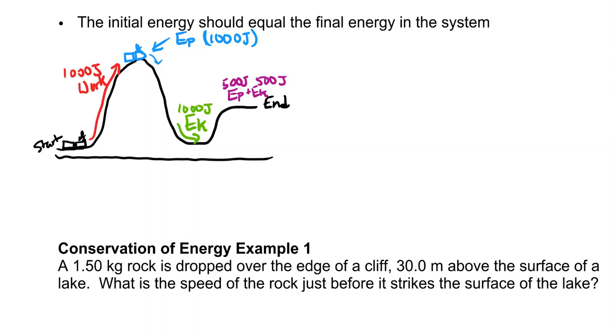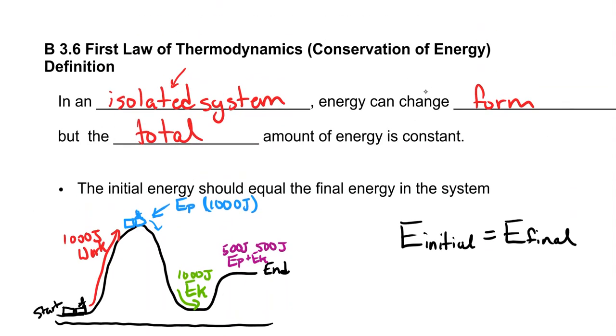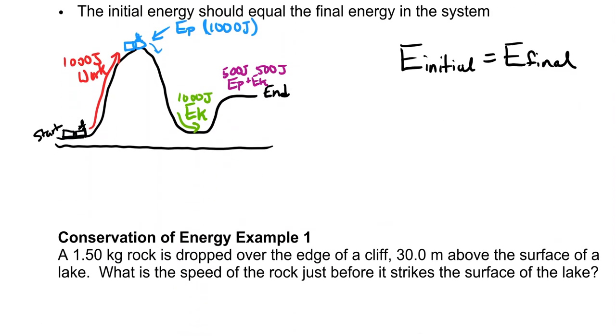Now, what we're going to be doing here is thinking a little bit more simplistically. The way we're going to be thinking about it is that the energy initial is going to equal the energy final. What's really important is for you to figure out what type of energy you have at the beginning and what type of energy you have at the end. And we're just going to dive right into an example here, and hopefully it makes a little bit more sense.